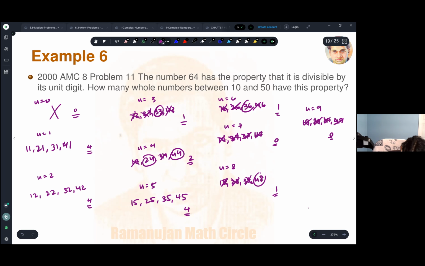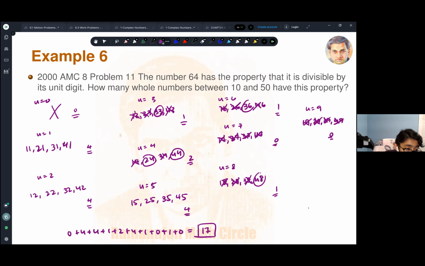That's 0. So you sum all the cases up: 0 plus 4 plus 4 plus 1 plus 2 plus 4 plus 1 plus 0 plus 1 plus 0. So when you sum it up, it's 9 plus 2, which is 11, 11 plus 4 is 15, 15 plus 1 is 16, and 17. So there should be 17 numbers between 10 and 50 that have this property.